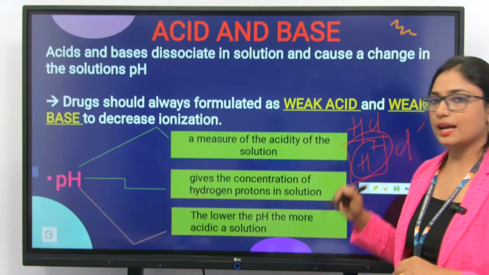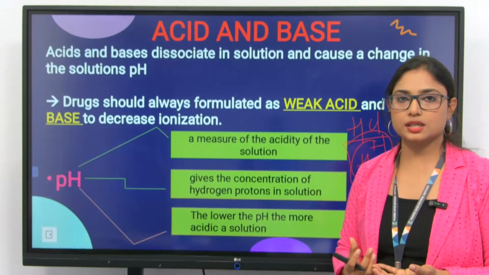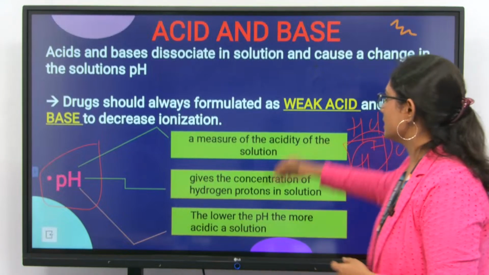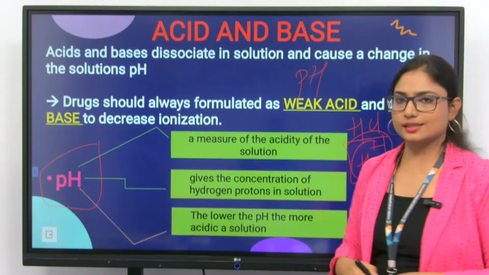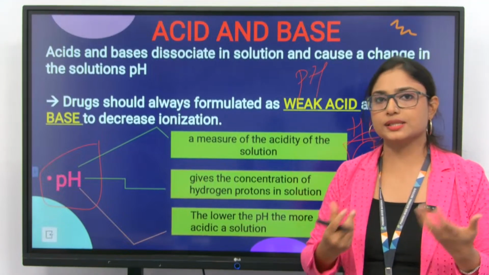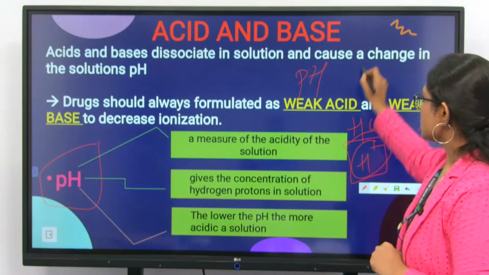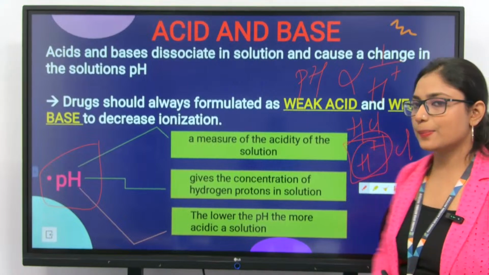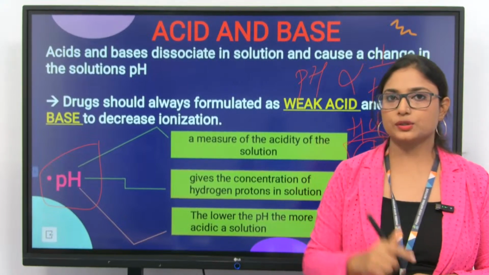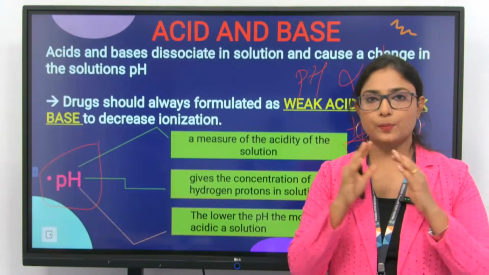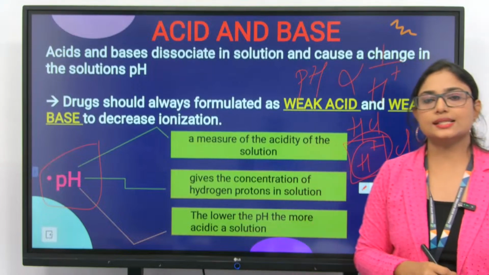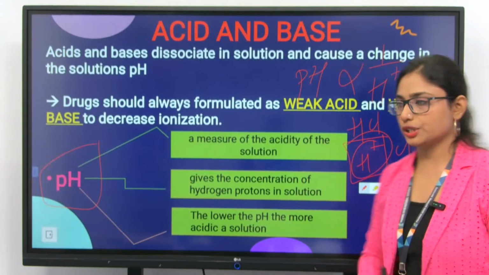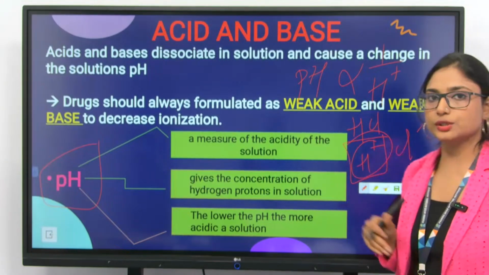So to measure the protons or H plus ions in a solution, there is a scale which is known as the pH scale. pH is just a scale to measure the amount of H plus ions in a solution. Okay. So there is a relation between pH and H plus ions. Very important: pH is inversely proportional to H plus ions.